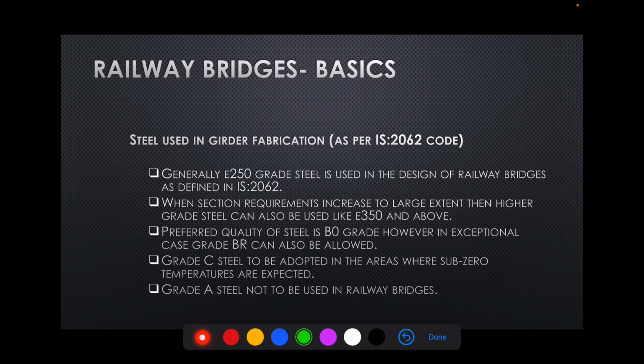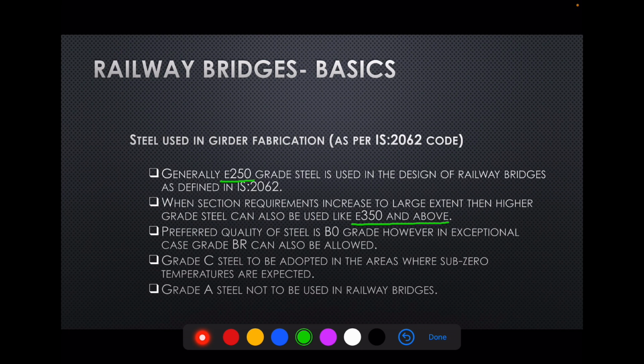Now let's talk about the steel used in girder fabrication as per IS 2062. Normally E250 grade steel is used in the design of railway bridges. This E250 is defined in IS 2062. When sectional requirements increase to a large extent, our section becomes heavier and heavier. Then to reduce the section, we need higher grade steel. Higher grade steels like E350 and above can also be used in railway steel girders.